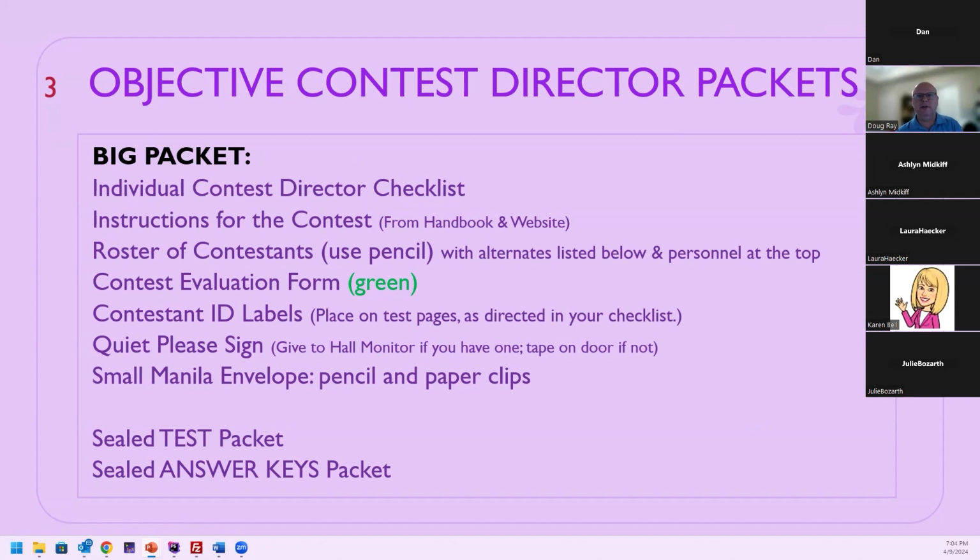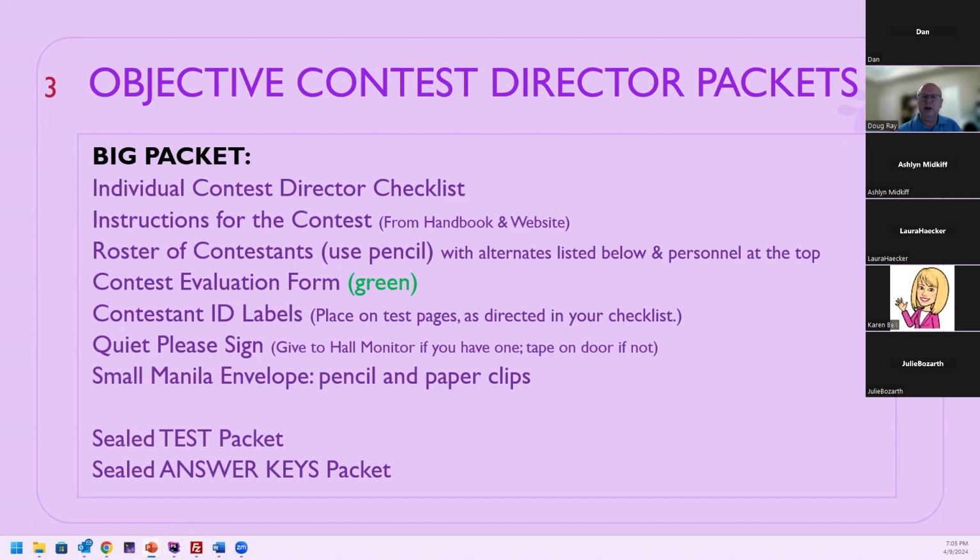You'll have a roster of contestants. Please use pencil when writing on the roster because a lot of times we have to make changes. The alternates for the contest will be listed below or on the back of your roster. The list of personnel who is helping you with the contest will be written at the top. You'll have a green contest evaluation form. On this form, you will write down any problems that you had with the contest and include the list of personnel who did not show up or abandoned their position through the process.